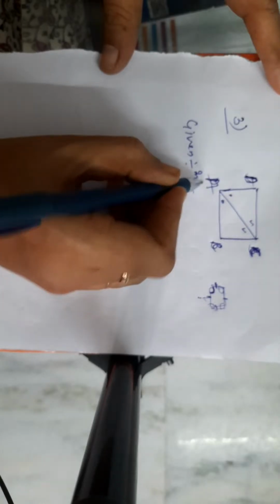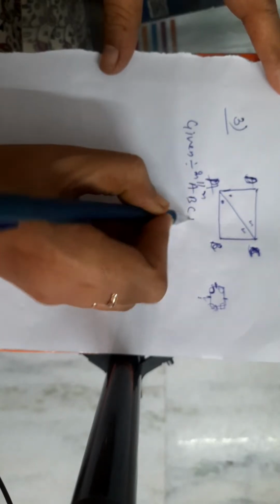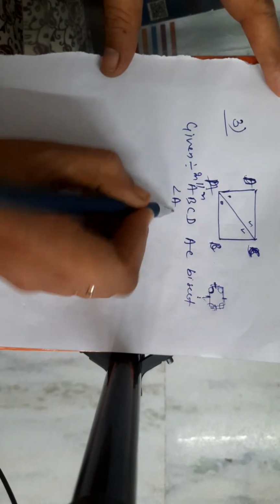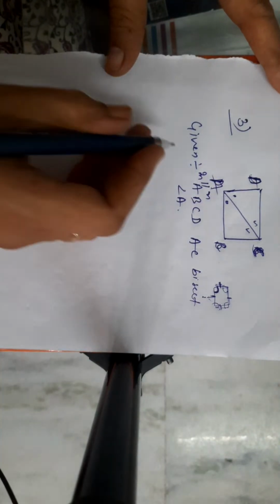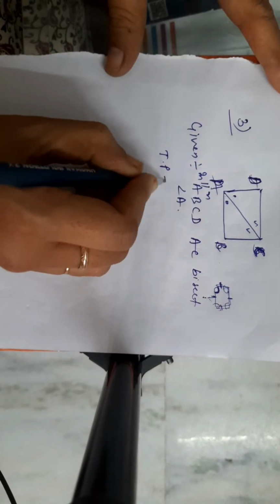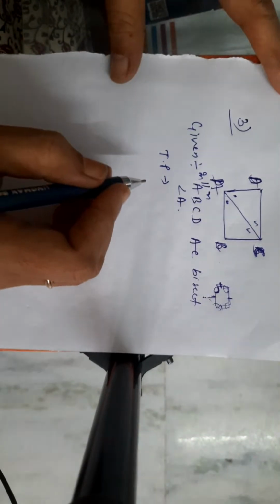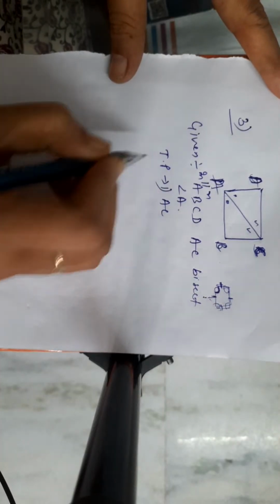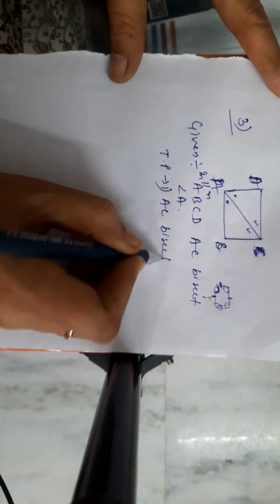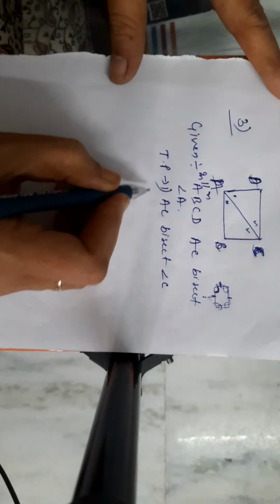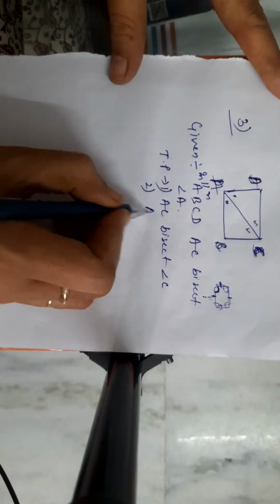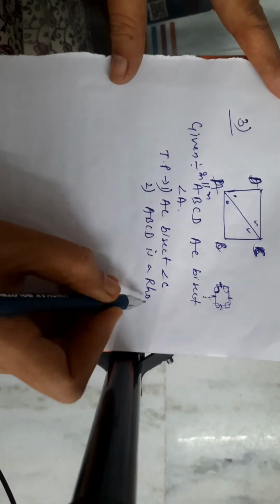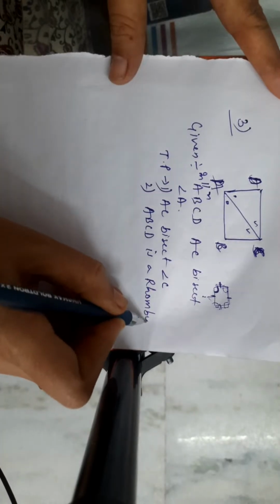In parallelogram ABCD, AC bisects angle A. So this is the given part. And then to prove, what we need to prove? We need to prove that AC, this is the first one, AC bisects angle C. This we need to prove along with ABCD is a rhombus. So these two things we need to show.